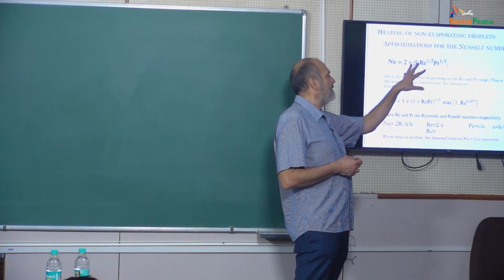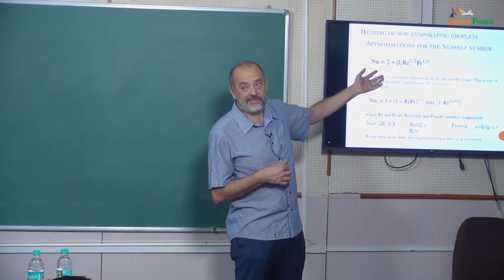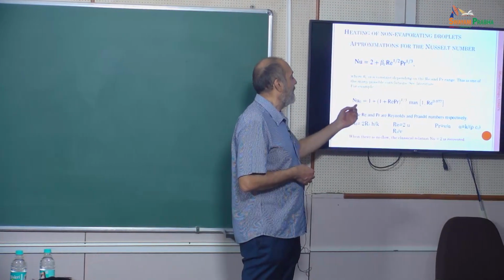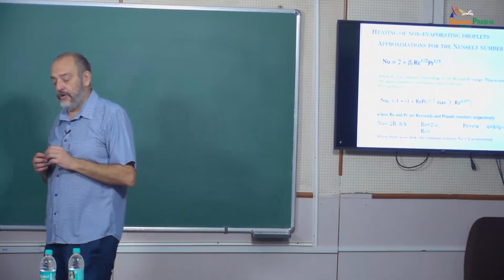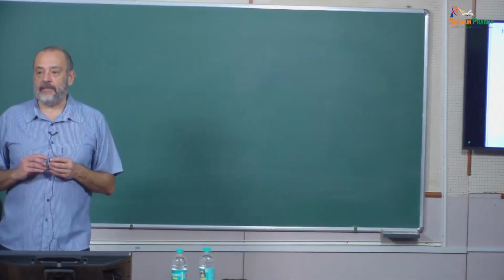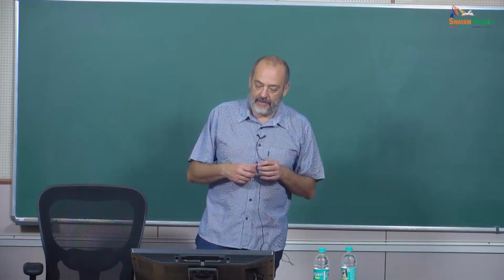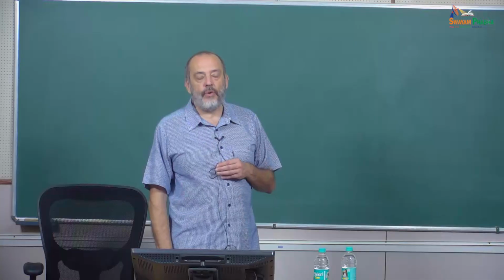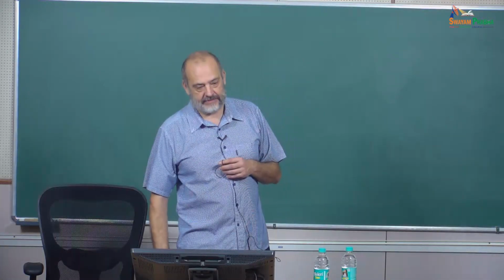There are other expressions. It's not the only one, of course, because it's a semi-empirical correlation. But what is important, as I presented when I did the heat transfer, is that the Nusselt number is a function of Reynolds and Prandtl. So we can use Reynolds and Prandtl for this kind of problem, to evaluate how much is the h between the droplet and the gas phase.